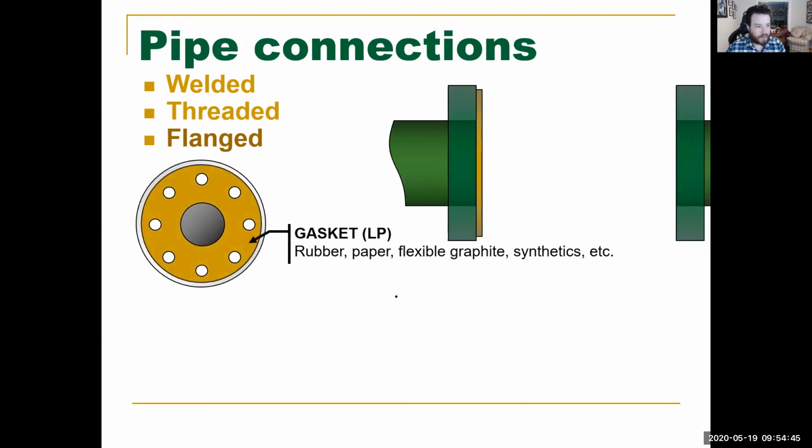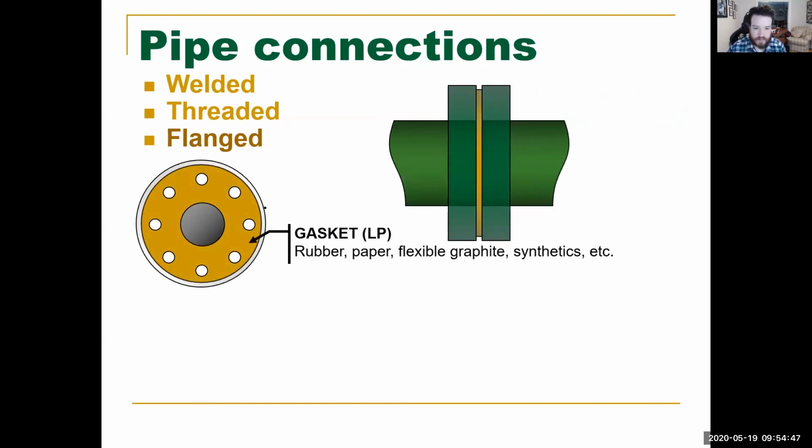So there's that gasket that we were talking about. This one is a low pressure gasket. It could be made of rubber, paper, flexible graphite, synthetics. What works really, really well is old map paper, like old chart paper, if you're ever in a bind. It also works really well for wrapping Christmas gifts or any gifts in and of itself. That's what's great for chart paper. But for gasket material, it's fantastic.